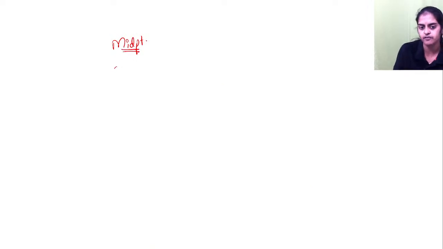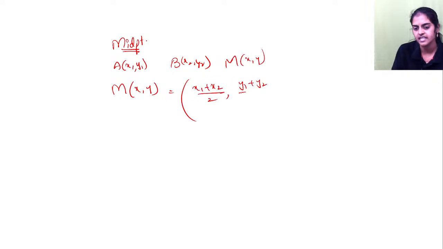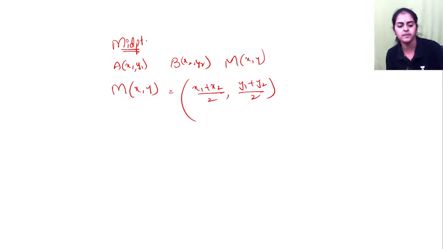Now in the section formula, suppose I want to find the midpoint. Suppose I have 2 points A (x1, y1) and B (x2, y2). I need to find the midpoint (x, y). The midpoint is given by the formula ((x1 plus x2) by 2, (y1 plus y2) by 2).